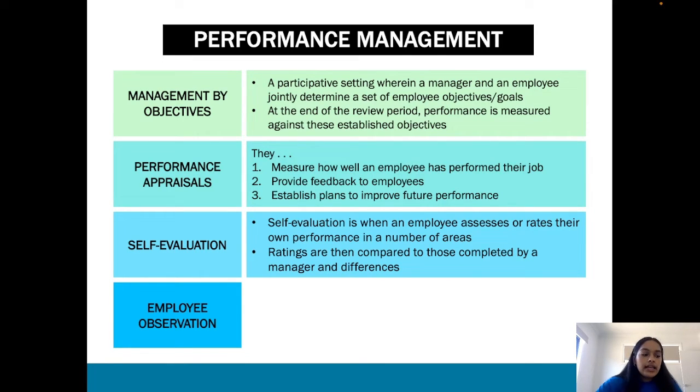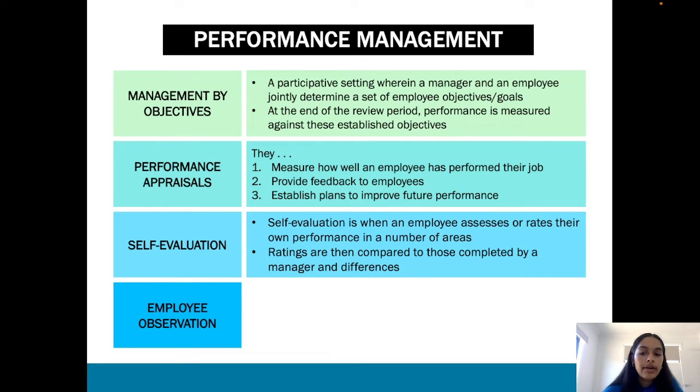Self-evaluation. This is when an employee assesses or rates their own performance in a number of areas. Ratings are then compared to those completed by a manager and differences discussed. The employee is given an opportunity to assess and rate their own performance in a number of areas. So the manager might give them a checklist, ask them to rank their performance on particular areas. Depending on what industry they work in, it might be customer service, speed of delivery, different things like that.